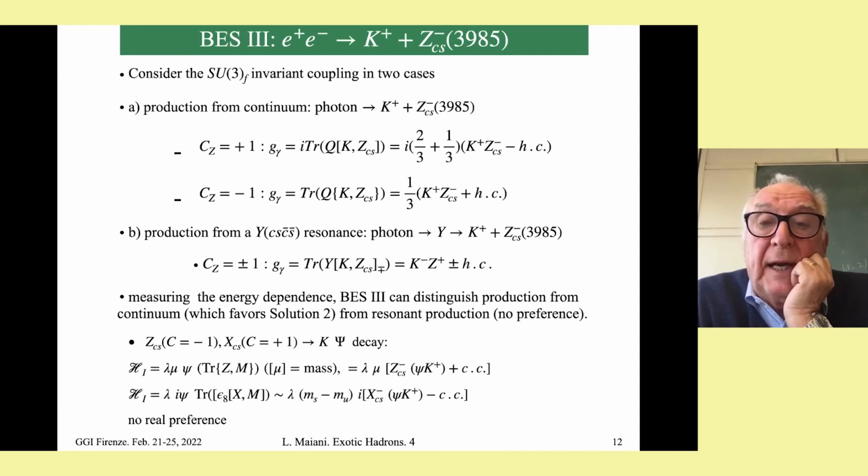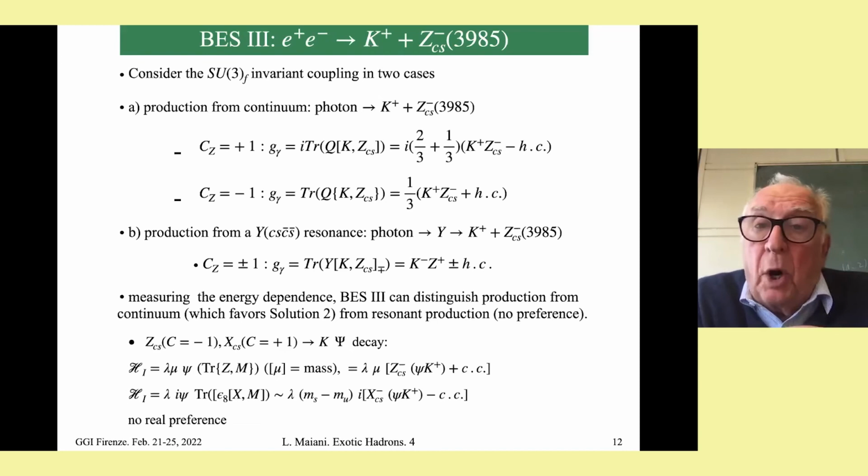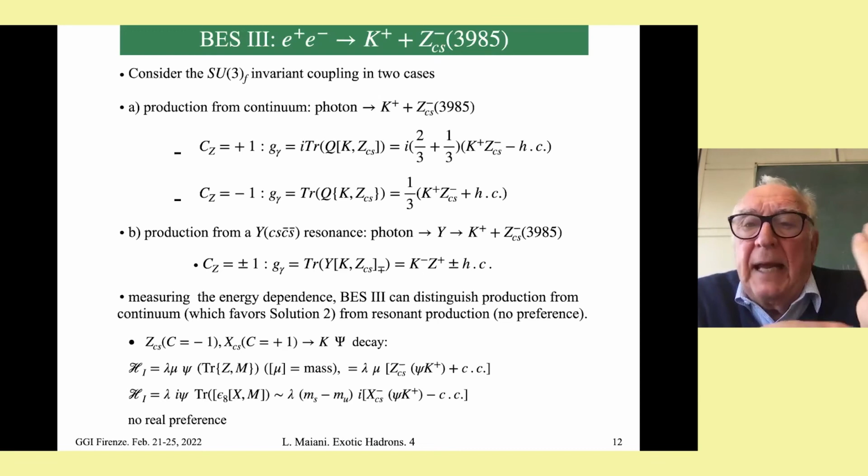a negative charge conjugation nonet, you will have to combine this with the K nonet with the commutator so that it compensates the sign, because K and Z would have opposite charge conjugation. And that is a large coupling, because if you compute that, you have the charge of the up quark minus the charge of the S quark, and minus the charge of the S quark has the same sign as the charge of the up quark, and so you get 2/3 plus 1/3, which is 1.